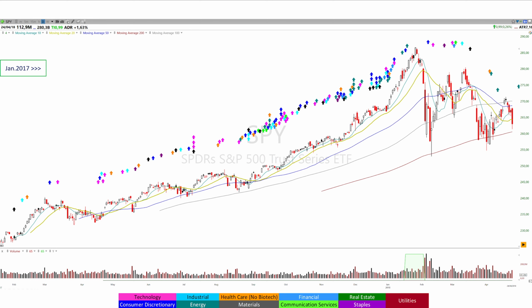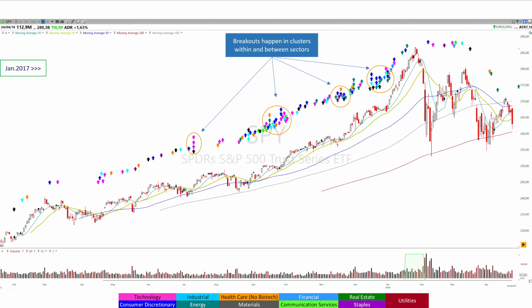So, the list of sectors is listed on the bottom. What we can learn from the data of 2017 is the presence of clusters within and between sectors. It's very well defined and evident in the data, the presence of these clusters. What is also nice to see on the 2017 map is breakouts happening once every couple of days, showing good momentum and a good overall sentiment on the market.